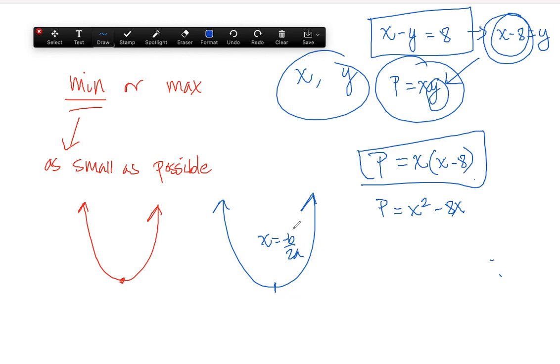To find where the minimum value will occur, it will have to be minus b over 2a. If it was where does the maximum value occur, it's still minus b over 2a. But to find the maximum or minimum, after you do minus b over 2a, you need to plug it into the equation. Okay, so let's start with finding minus b over 2a. So where is that?